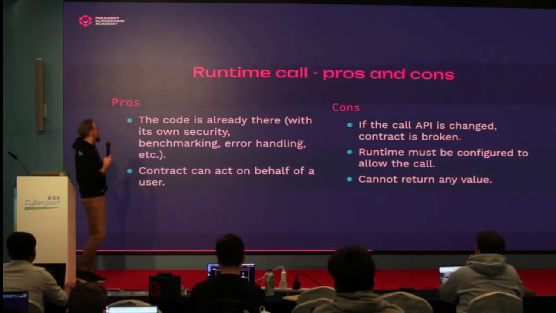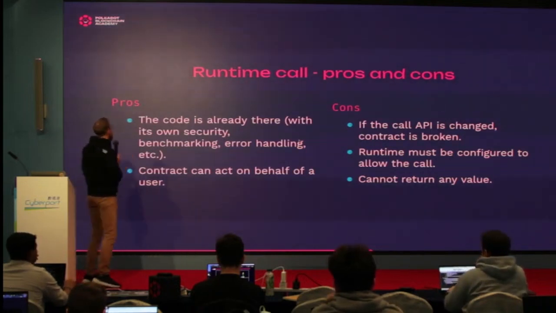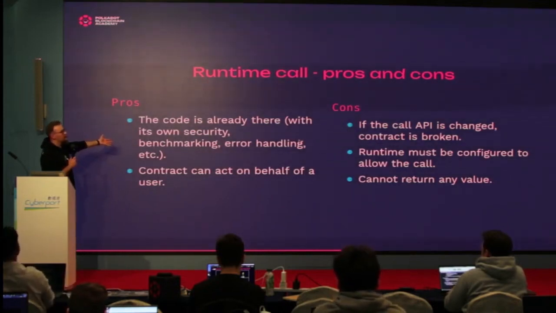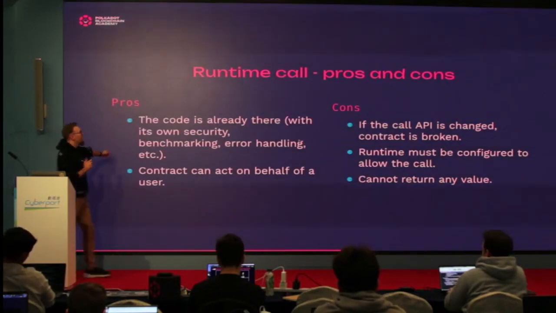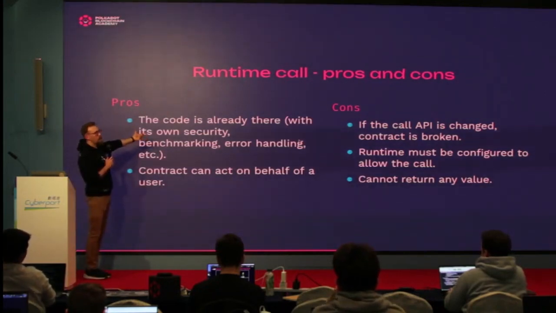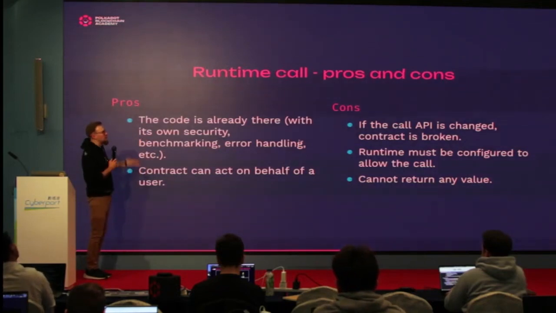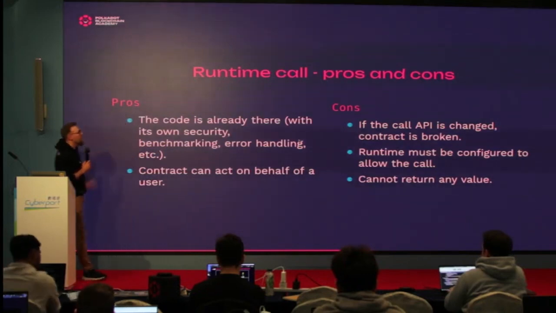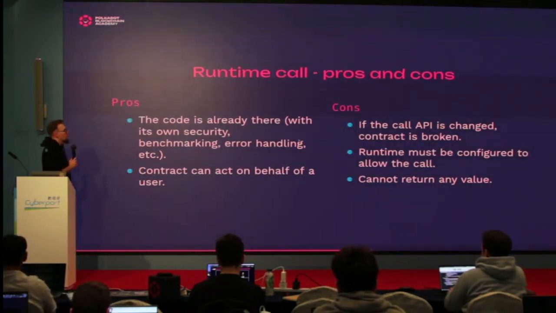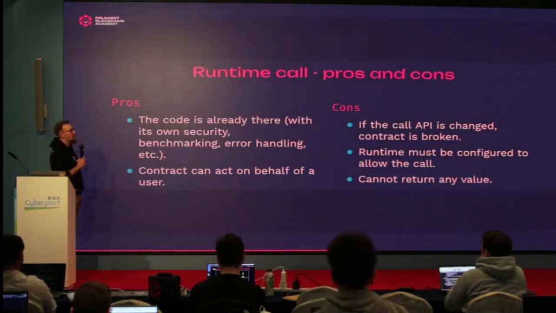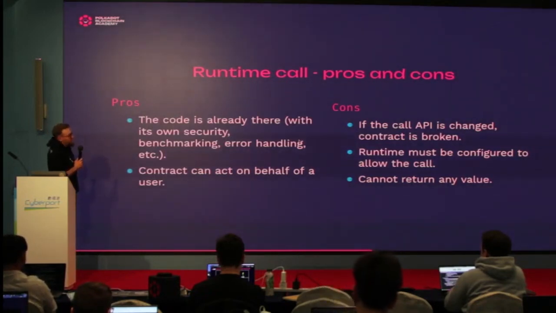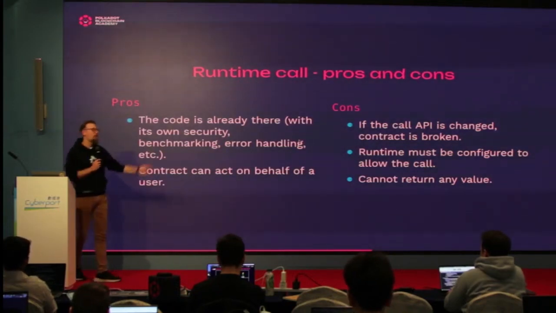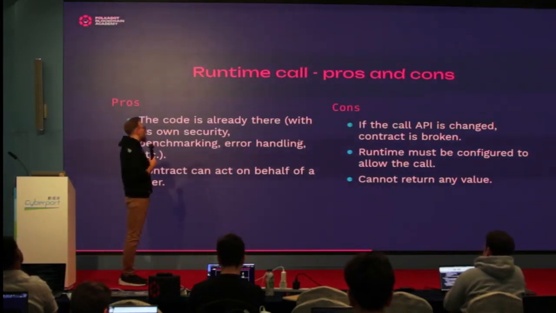Now, short advantages and disadvantages of this runtime call. So firstly, let's see the plus side. There's nothing new actually to be coded here. All the logic that is to be called and performed is already there because this is part of the state transition function. So all the benchmarking, error handling, security, everything is already there. So actually enabling some runtime calls for contracts is very easy. And the good thing is that contracts can actually mimic a user. So for example, this liquid staking, some proxying and so on, can be done very easily.